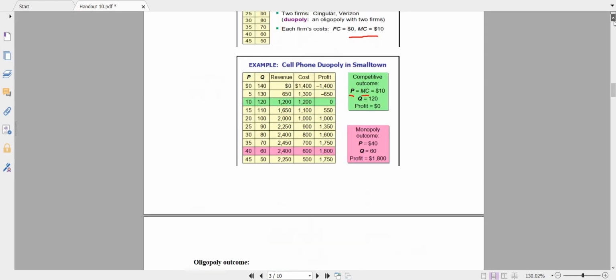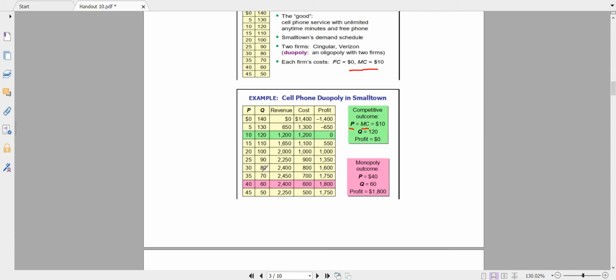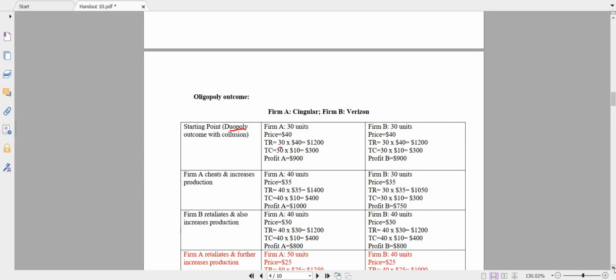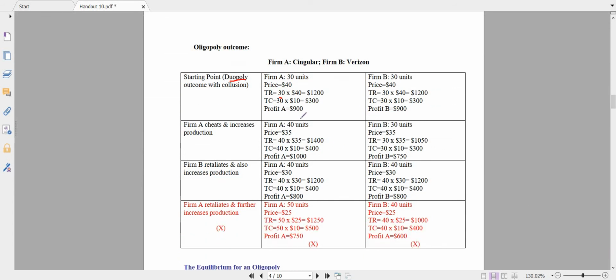Now coming back to the table, you can see for yourself that when 70 units are being produced, the market price is going to fall to $35. So now let's figure out the profits which will be made by each of the two firms. I've calculated it for your convenience here. Price falls to 35, so the total revenue for firm A is going to be $1,400. Since the firm is producing 40 units, the total cost incurred on these 40 units is going to be $400. So profit for firm A is 1,000. Similarly, calculate the profit for firm B. The profit for firm B falls to 750.